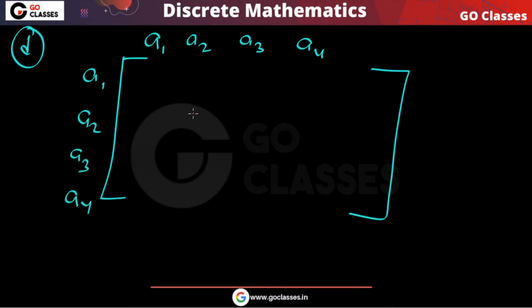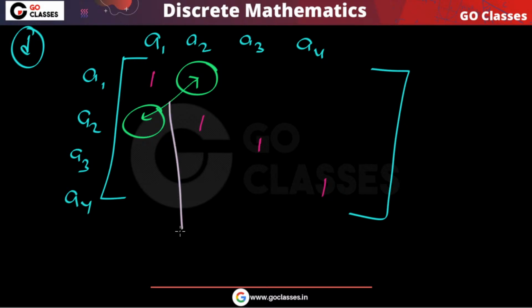Now in this situation, definitely these diagonal entries will be 1 1 1 1. Now tell me, what can you say about A1 related to A2 and A2 related to A1? How many choices do we have for these two pairs?